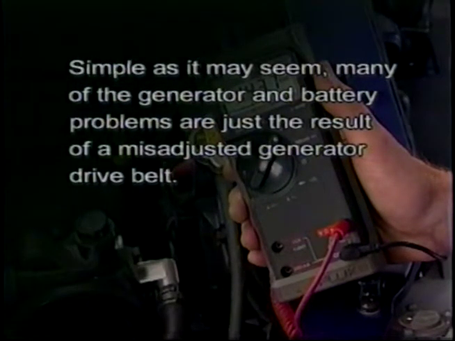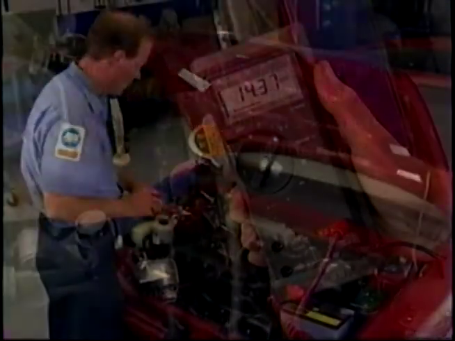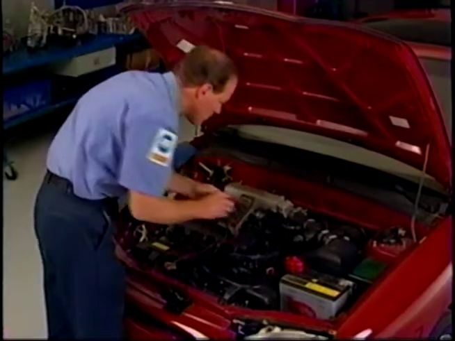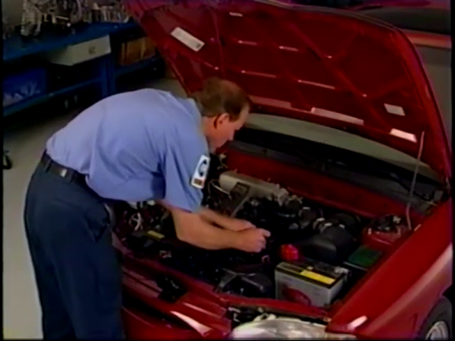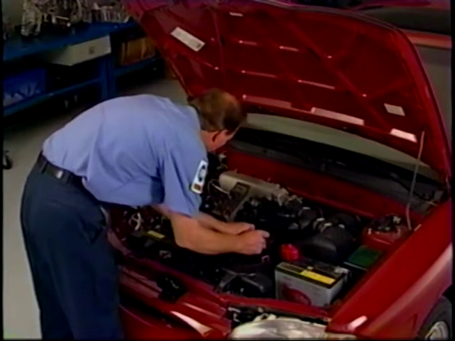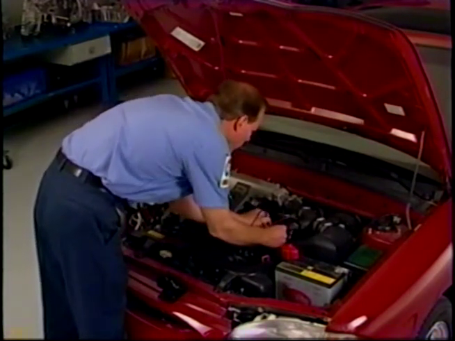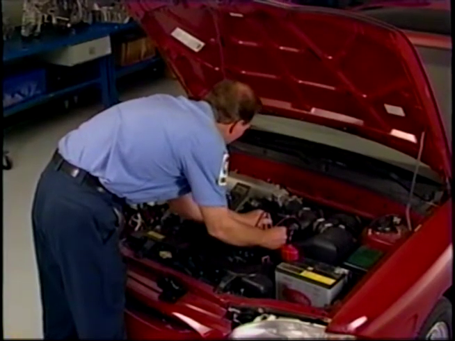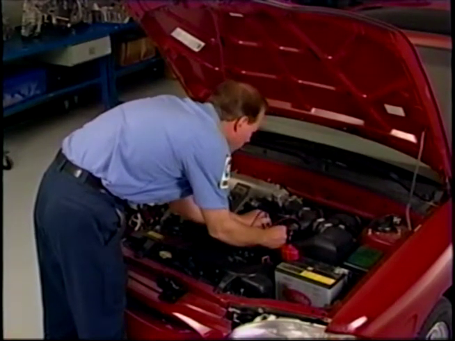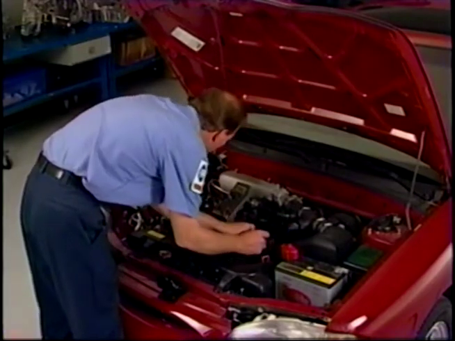Simple as it may seem, many of the generator and battery problems are just the result of a misadjusted generator drive belt. And keep in mind that voltage drop tests are essential when working on any circuit that can affect drivability. Whether you're diagnosing a starter, generator, engine control, or any other circuit for that matter, unwanted resistance will cause problems by restricting current flow and lowering the available voltage.